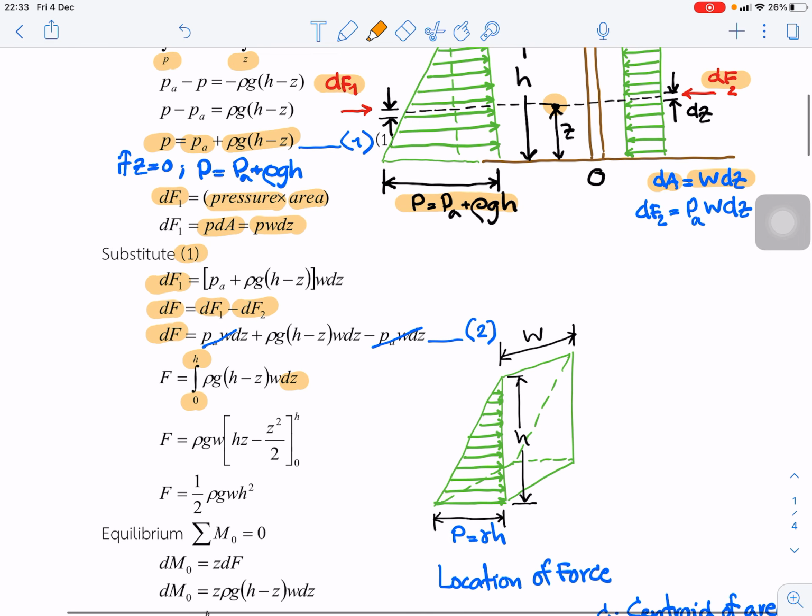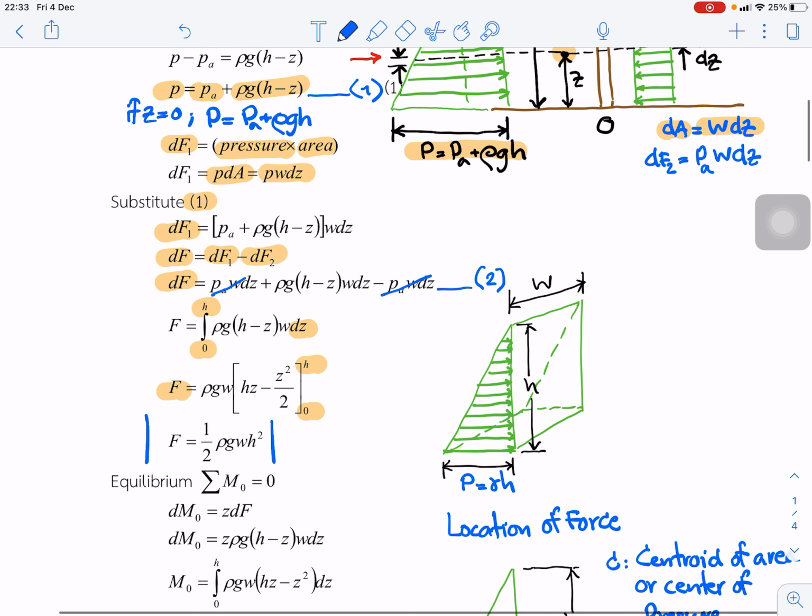Finally we get F equal to the next equation, rho g W times z square over 2 from 0 to H, and finally we get this equation for the force acting on the vertical wall.